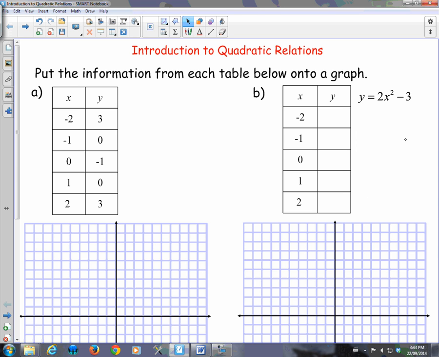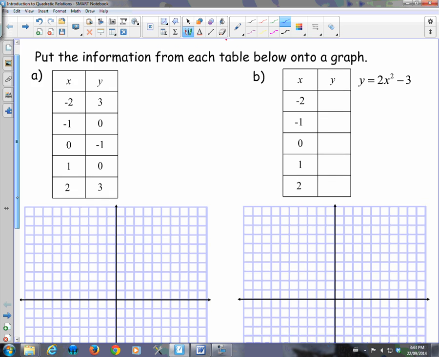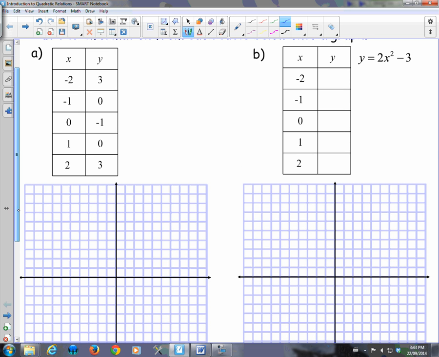Okay, here we are, Unit 3, Lesson 3. We're going to talk about quadratic relations, quadratic graphs. So we have a couple of examples here. We have a table of values, and a table of values has to be filled in with an equation. If we look at the first one, we put that information on a graph.